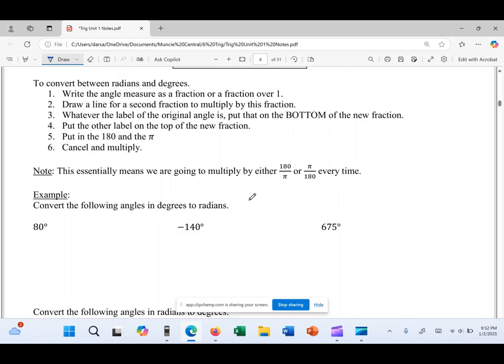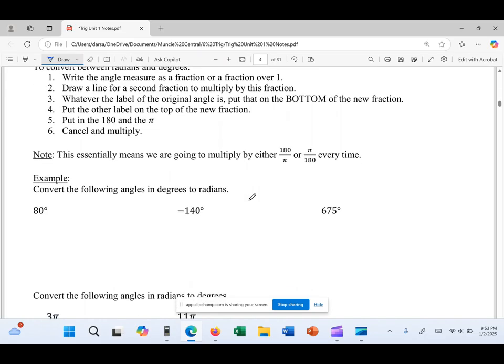But essentially what it all boils down to is every single time we are converting from degrees to radians or radians to degrees, we're going to be multiplying that angle by either pi over 180 or 180 over pi, depending on which direction we're going. And where did that come from? Well, remember 180 degrees is equal to pi radians. So this multiplier ends up just meaning we're multiplying by 1.